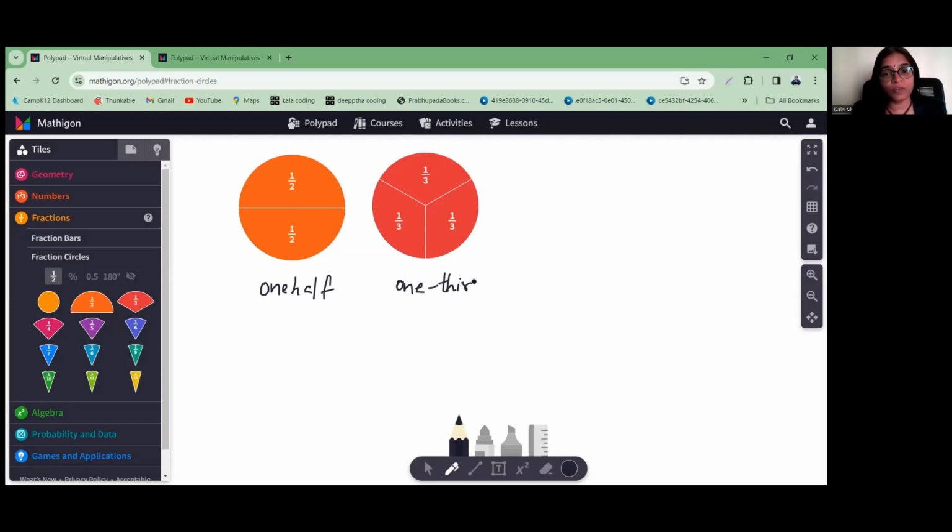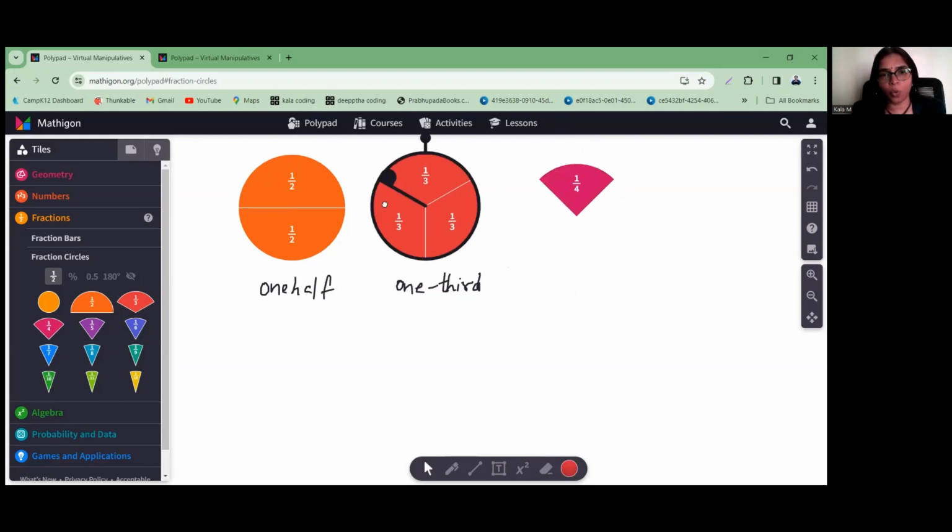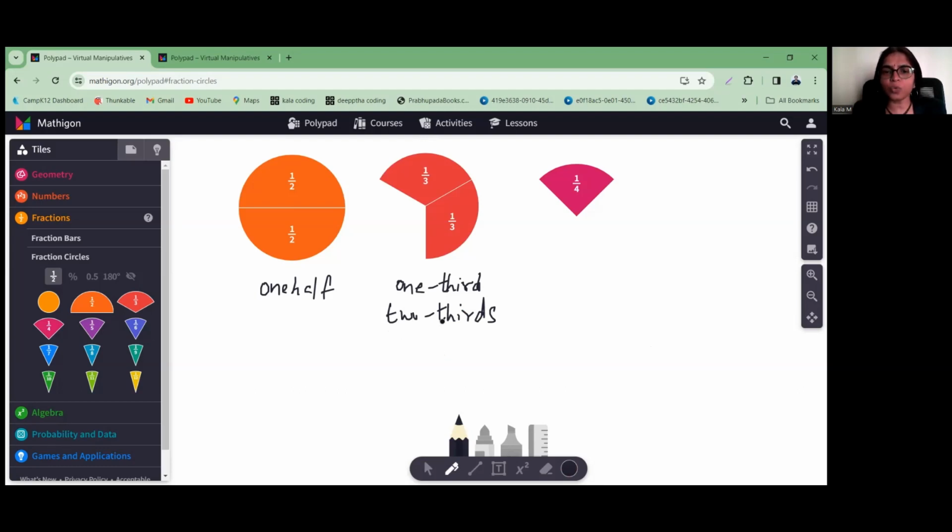Now, in school, if you're learning, it is written 1/3. Sometimes we say 1/3, but the right way to say it is one third. Next, if I take this one, this is called one fourth. When I say one third, am I meaning the entire circle? No. Actually, what I mean is this much. This much is one third. And if I take two such pieces, I will call it two thirds.